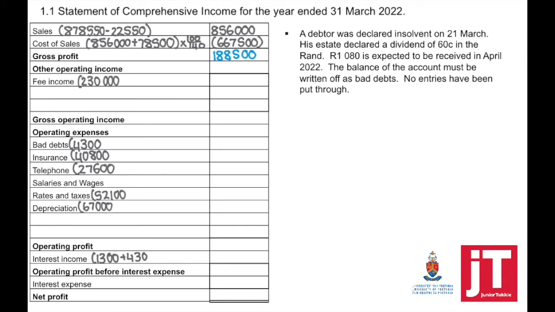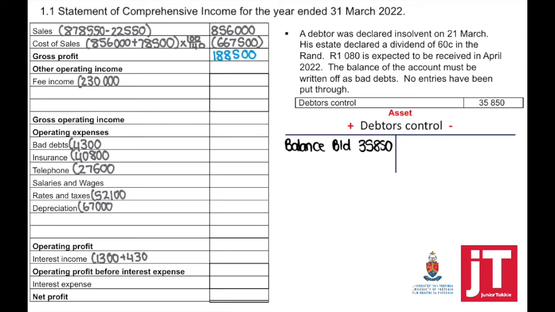A debtor was declared insolvent. On 21 March, his estate declared a dividend of 60 cents. 1,080 is expected to be received in April. The balance of the account must be written off. So the bad debtors control is credited, bad debts is debited, which means we need to add 720 to the bad debts.